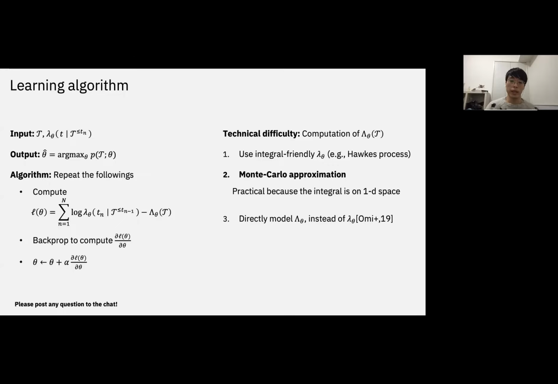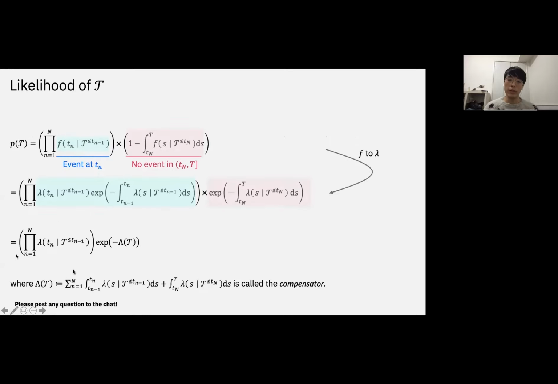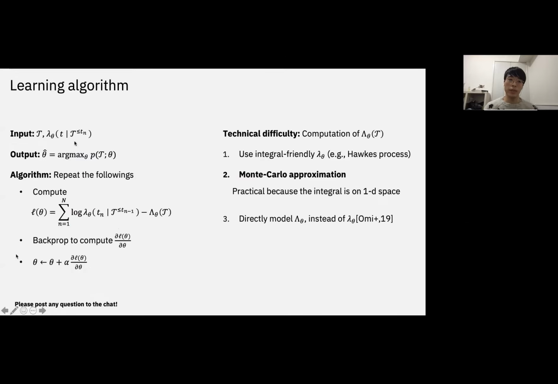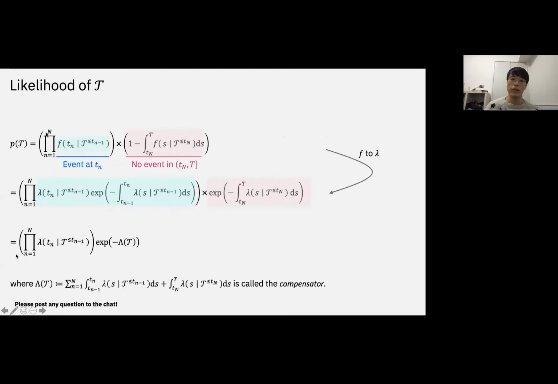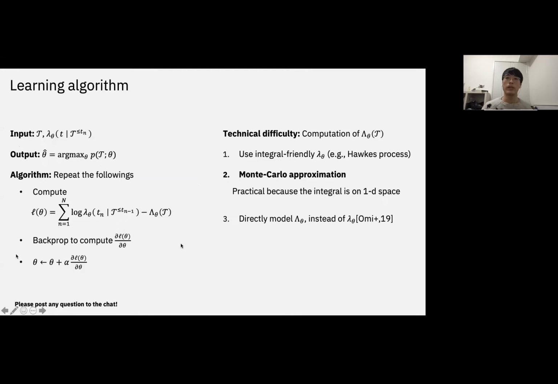And the algorithm itself is quite simple, but there is some not easy part in this learning algorithm. That is the computation of the compensator term, which is defined by this integral of the conditional intensity function. Just because the input of the algorithm is a conditional intensity function, it is not always easy to compute this integral. So this is a technical difficulty of the learning algorithm for a point process.